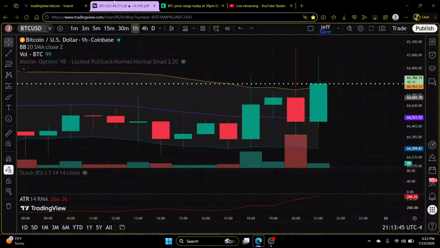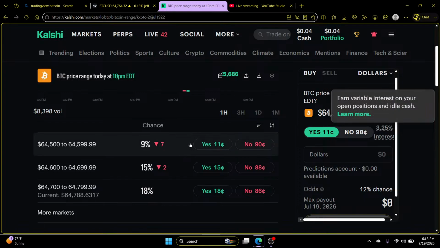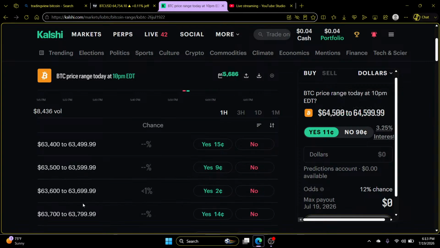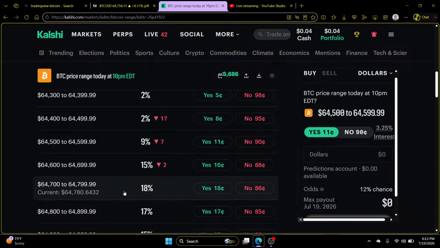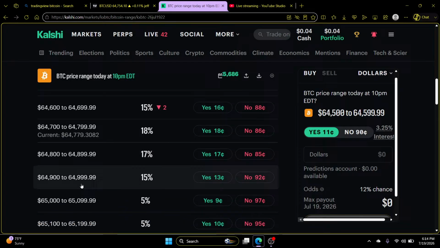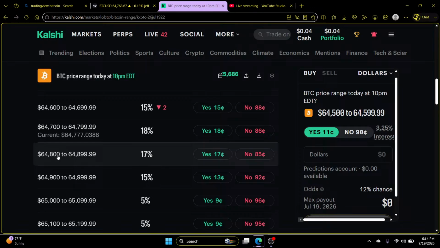So once again, I'll show you on this chart the numbers. Shoot, it's not there. So I would do 64,900 to 64,999.99. That's the one I would do. Or I would do both of these because the odds are really low, 13 and 17%. So 64,800 to 64,899.